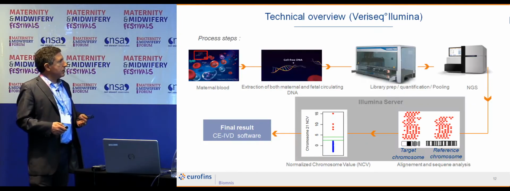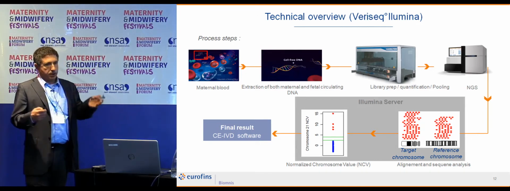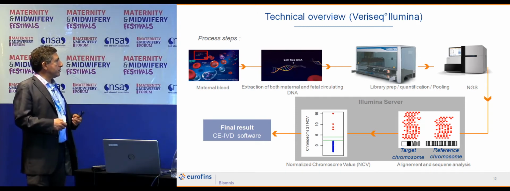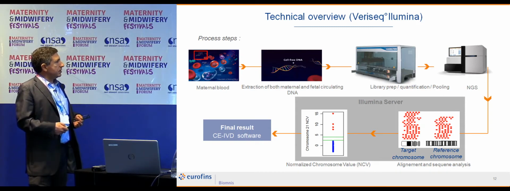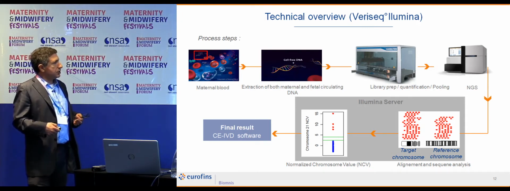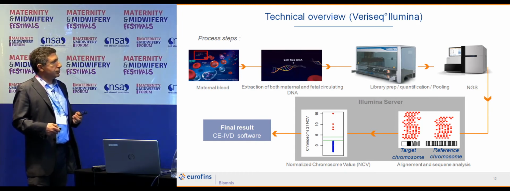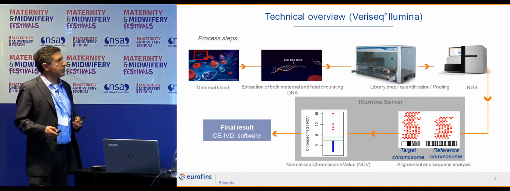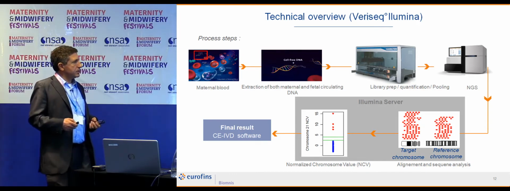So what happens in the lab? Very shortly, we get the maternal blood. In the maternal blood, there are red blood cells, white blood cells, platelets, and there are some molecules of free DNA here. We'll extract maternal and fetal free DNA, and then we'll go in the first machine, which will prepare the samples, quantification of the DNA, and pooling of the different samples. And then there will be the true sequencing in this sequencer from Illumina called NextSeq sequencer.